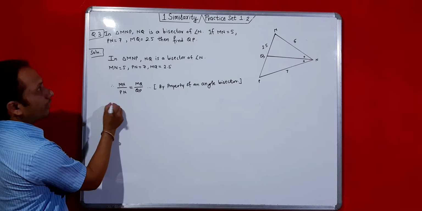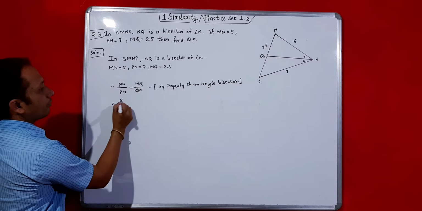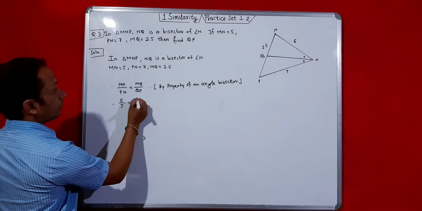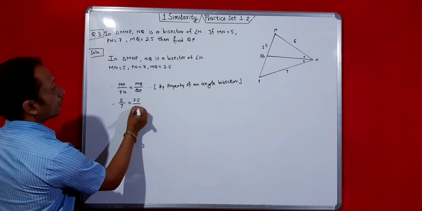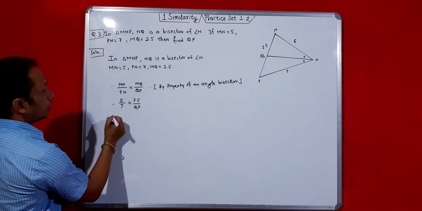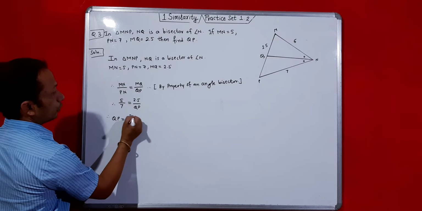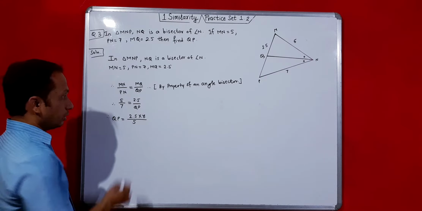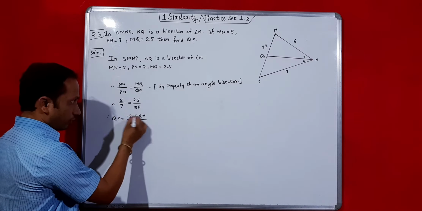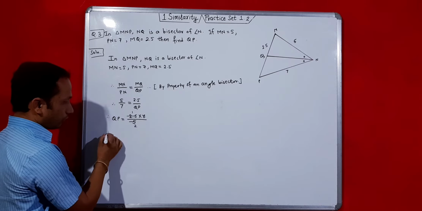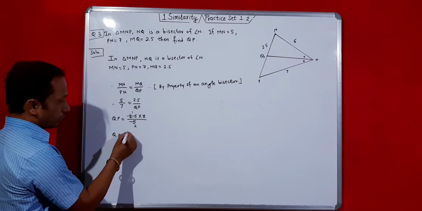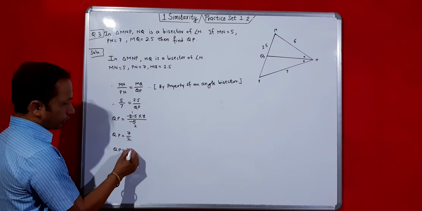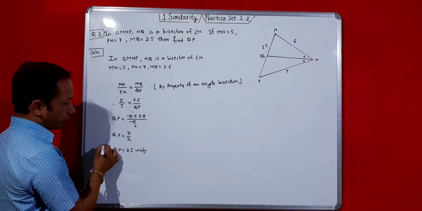Therefore just put the values. The values are 5 upon 7 is equal to MQ, which is 2.5, upon QP. Just do the cross multiplication. Therefore QP is equal to 2.5 into 7 divided by 5. The 2.5 and 5 simplify, so QP is equal to 7 upon 2. Therefore QP is equal to 3.5 units. So this is the final solution.